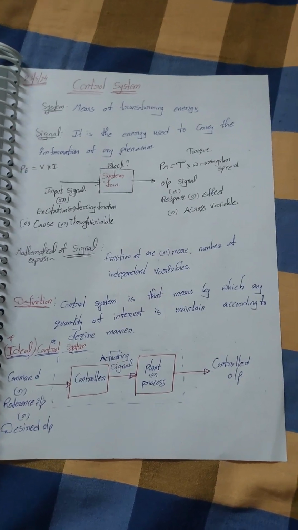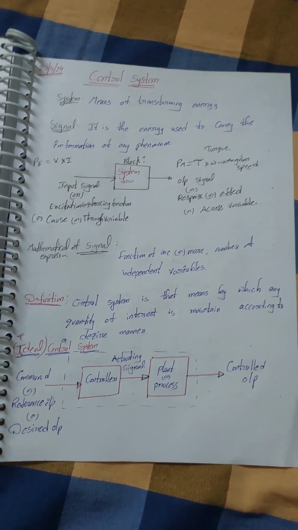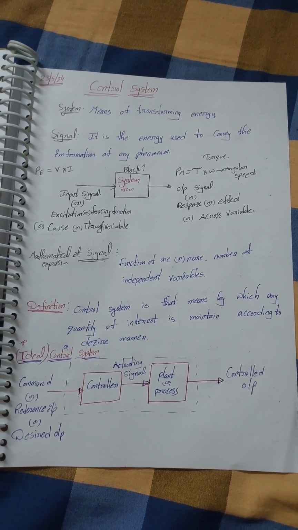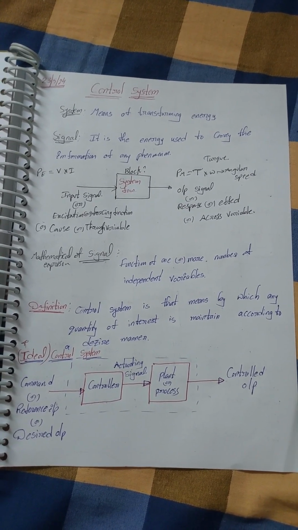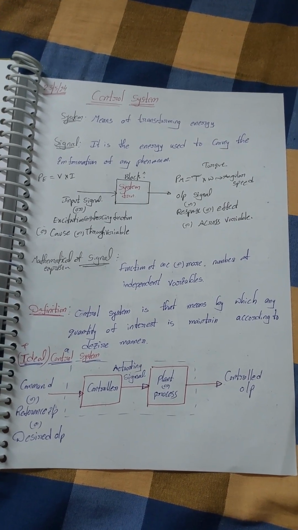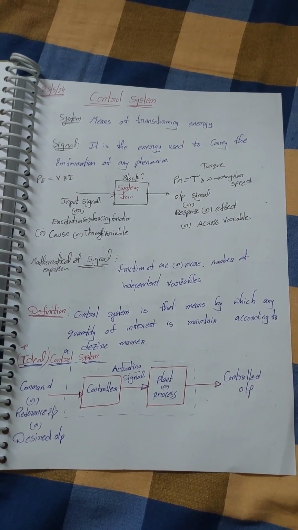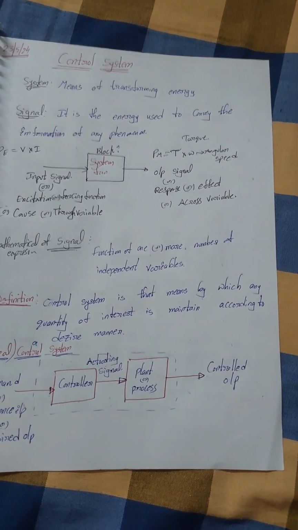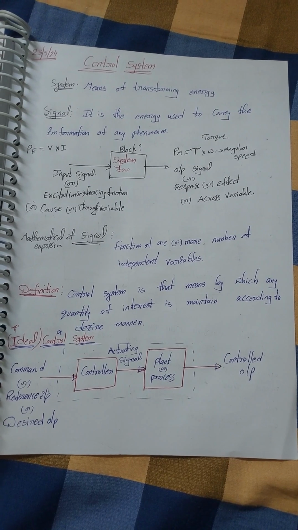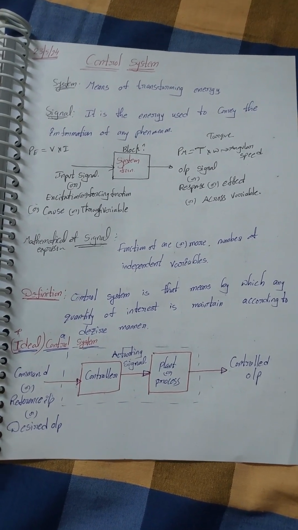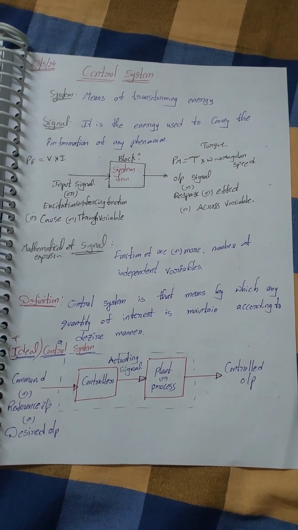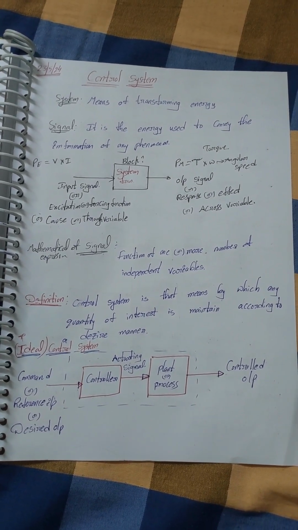We can call the input signal excitation, forcing function, cause, or through variable. We can call the output signal other names: response, effect, or across variable. The mathematical expression of a signal is a function of one or more independent variables.